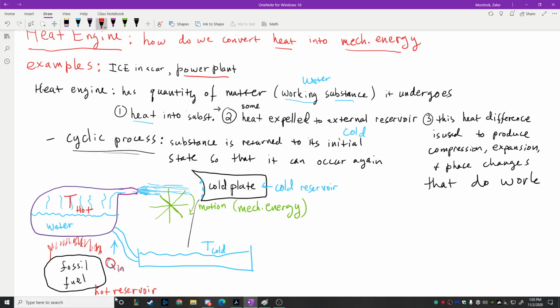So hot reservoir, hot water, cold water. And it's within this temperature difference that you get work out of the system. It's within that temperature difference that we're going to get work done. Okay? And the cold reservoir is going to be where the heat's going out. So we'll just put that right here.